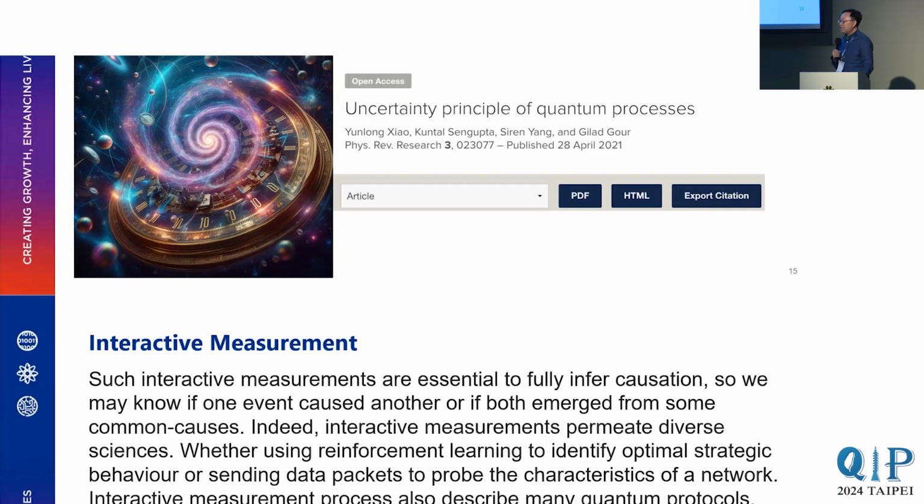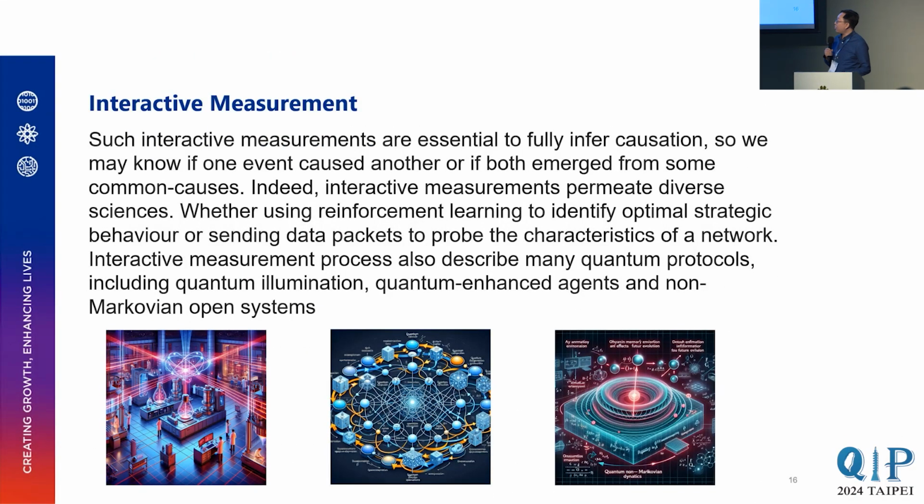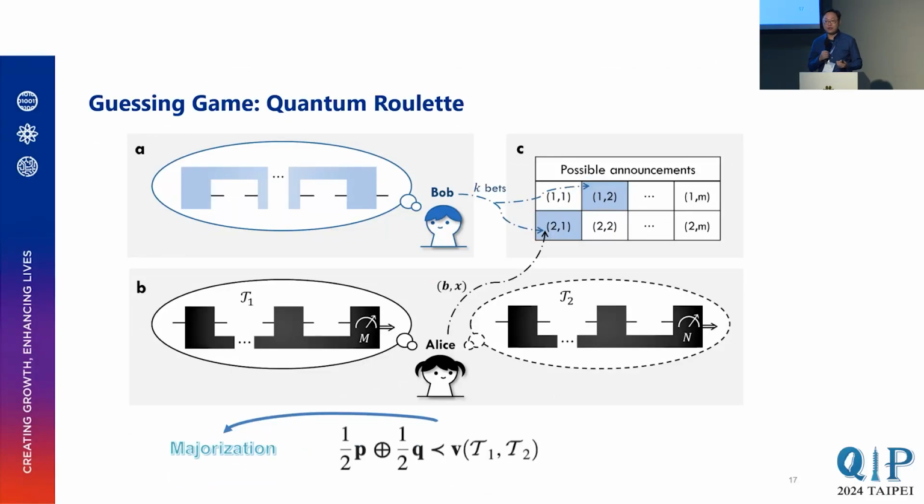Another reason is that there are many interesting protocols, including quantum illumination, quantum enhanced agent, and open quantum systems, which form non-Markovian quantum dynamics. So the way of getting information from them forms interactive measurement. Now let's try to formulate an uncertainty relation for interactive measurement as the following guessing game.